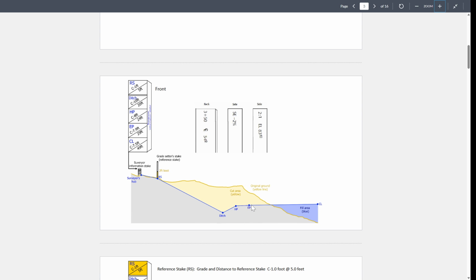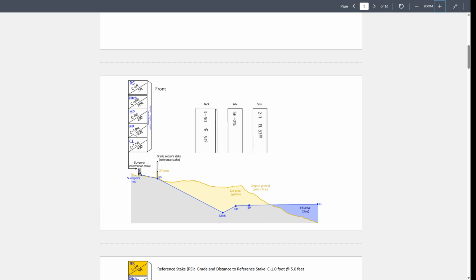This needs to be a 2% fall. That is a typical crown on a highway. That's what we're looking for. And so far we're at 2%. But let's see what we are going from here to here. Going from the edge of pavement to the center line. Go back to the stake.